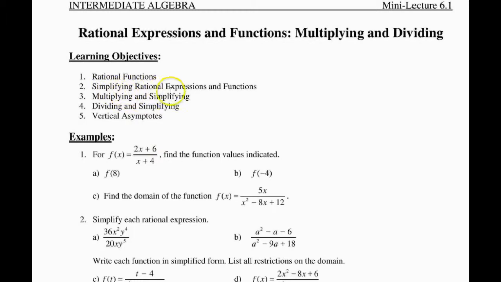So we're going to simplify these rational expressions. We're going to multiply and simplify. We're going to divide and simplify. And we're also going to look at a special term that we'll use somewhat in later sections, the vertical asymptotes. Okay, so let's get started.